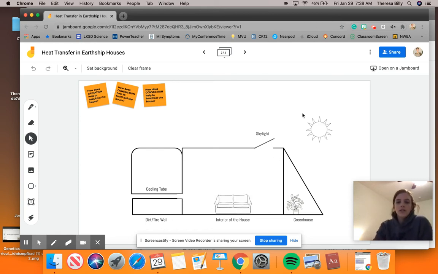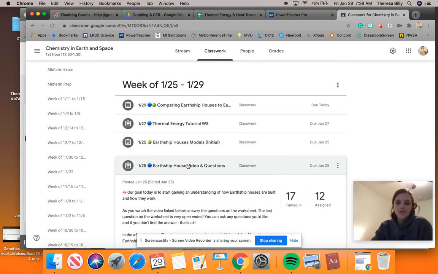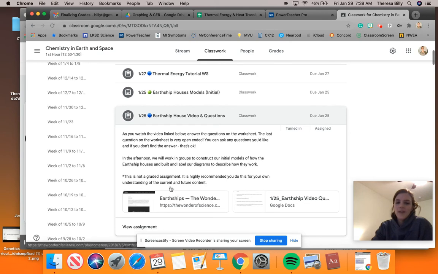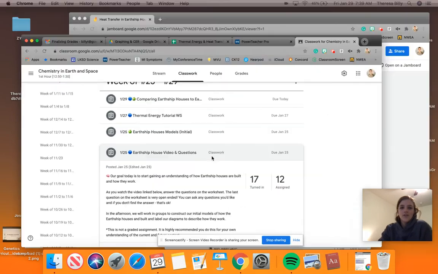So your only job for this morning is to brainstorm a couple of different ways heat transfer is occurring within an Earthship house and label it on this diagram. If you feel super stuck, go back and rewatch the video from the very first assignment, I think the 1-25 Earthship House video. I would highly recommend rewatching it. They talk about a lot of different ways that heat is transferred and controlled within that Earthship house.